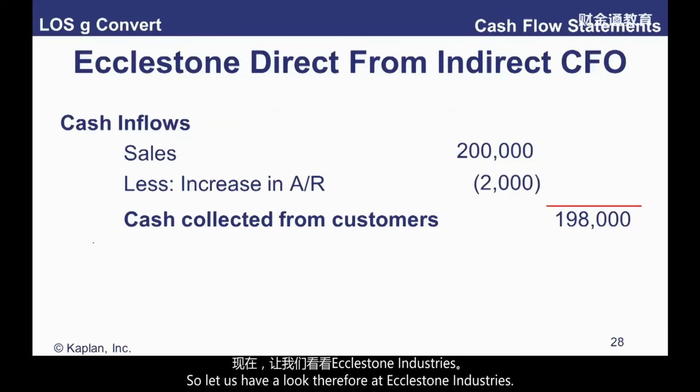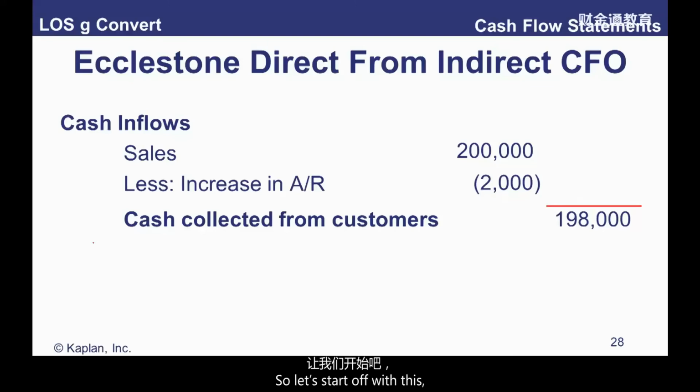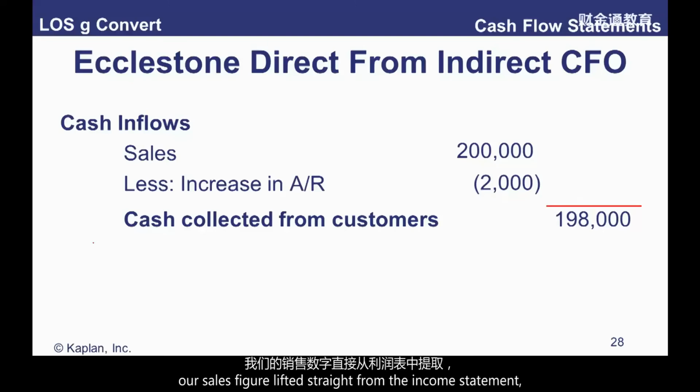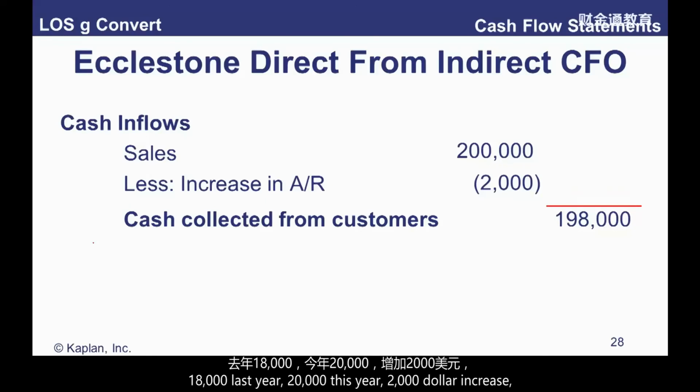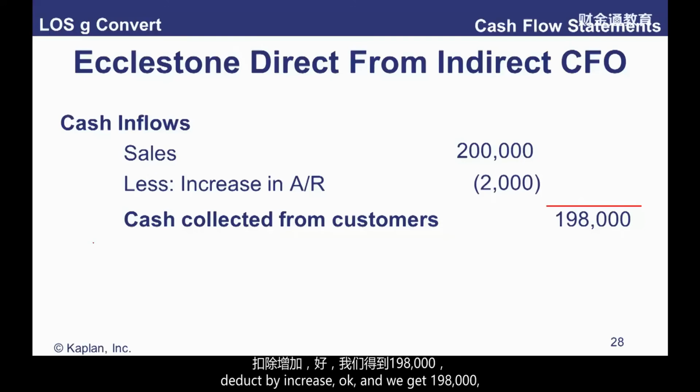So let us have a look, therefore, at Eccleston Industries. So let's start off with this. Our sales figure lifted straight from the income statement, so that's 200,000. We then move into the balance sheet and adjust for the accounts receivable. Now the accounts receivable, remember, in our balance sheet, 18,000 last year, 20,000 this year, a $2,000 increase, deduct that increase, okay, and we get 198,000, which must be the cash that we collected from our customers.